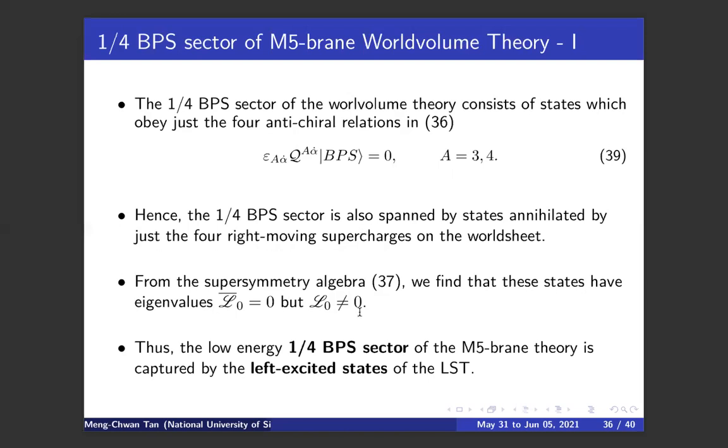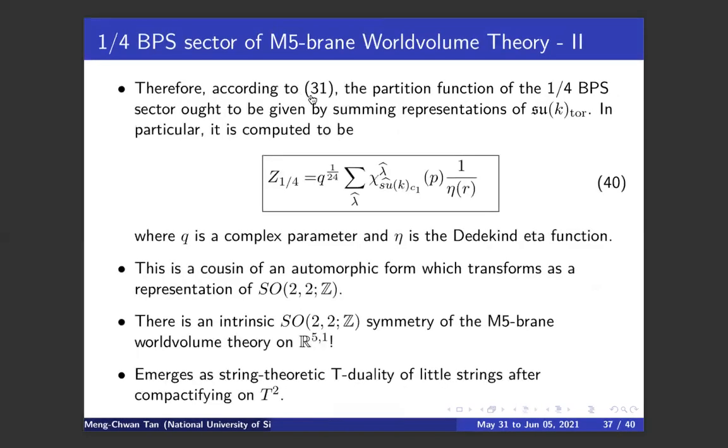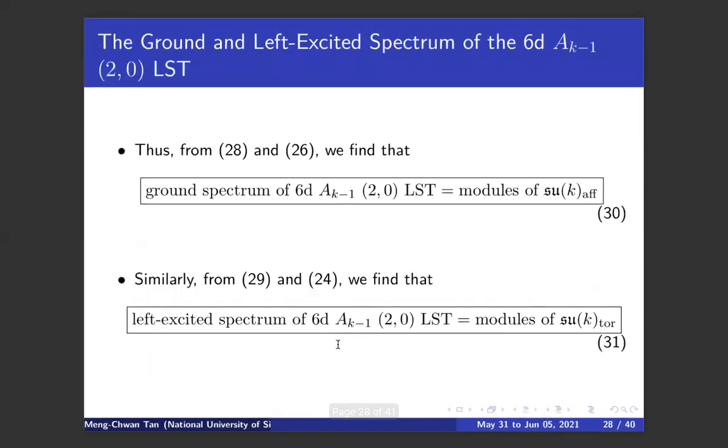And then you can see from the algebra of the little string theory, the M string, that these are the states which have zero anti-holomorphic conformal dimension, but non-zero holomorphic conformal dimension. So thus the low energy quarter BPS sector of the M5-brane theory is captured by the left excited states of the little string theory. And again, from the left excited states of this little string theory, we relate it to modules of the toroidal algebra.